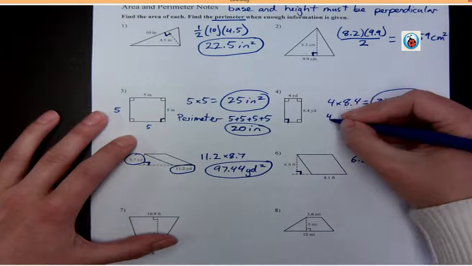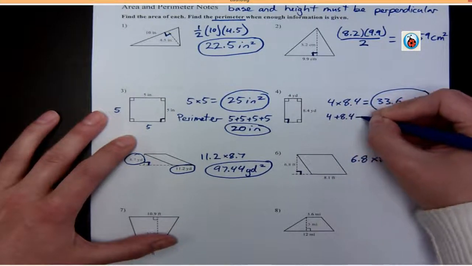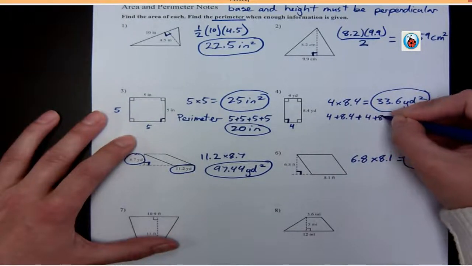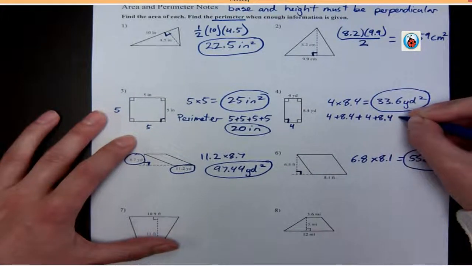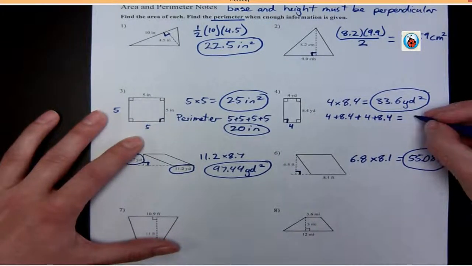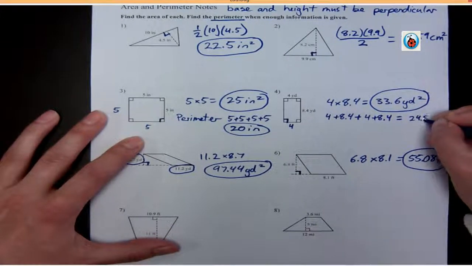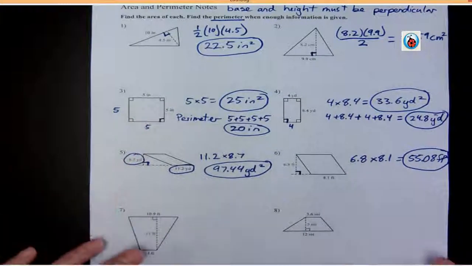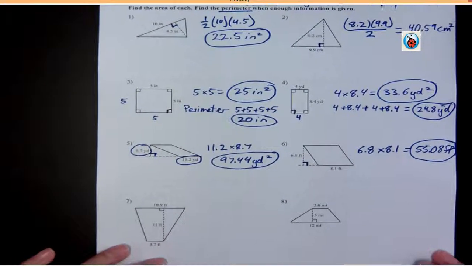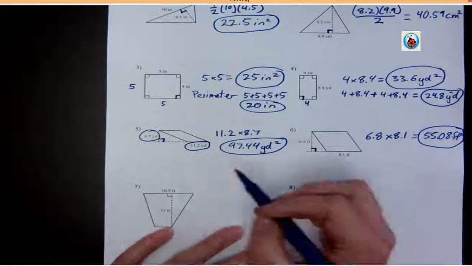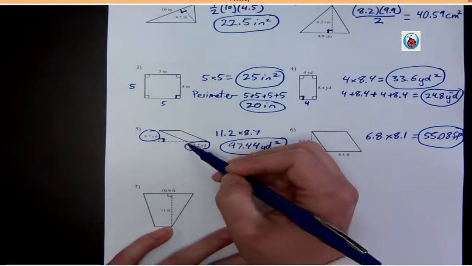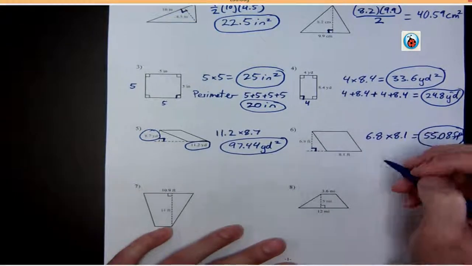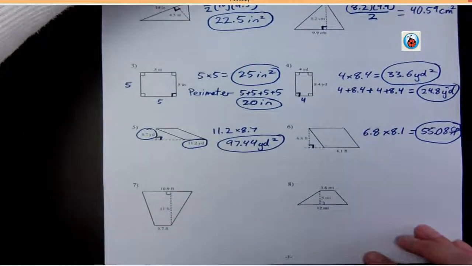This one I can do 4 plus 8.4 plus another 4 plus 8.4, which gives me 24.8 yards. Alright, these ones again, I don't have these sides, so unless I've been asked to use Pythagorean theorem or something else to solve, I'm just going to leave it at that.